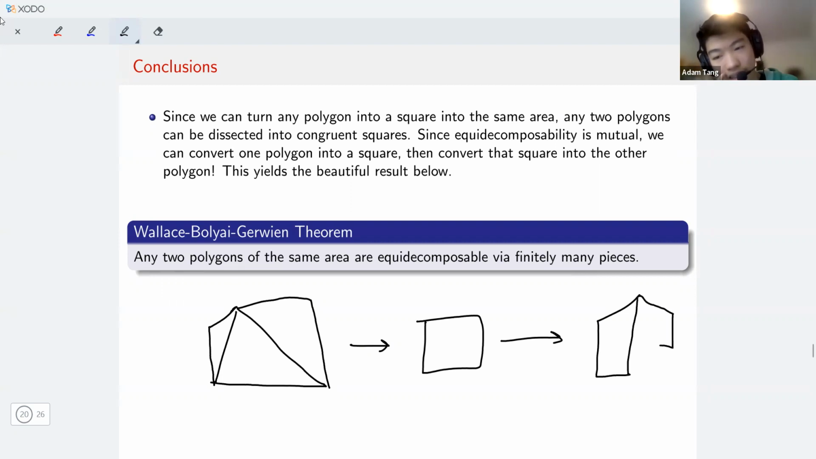And this is probably one of the most fascinating results I've seen. Like in all of math, this is just mind-blowing, how you can turn any 2 polygons, no matter how complex, no matter how many pieces, how many sides it has.